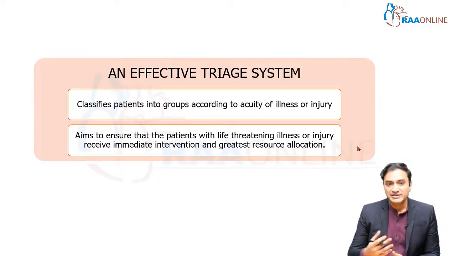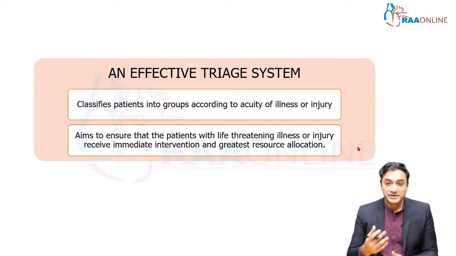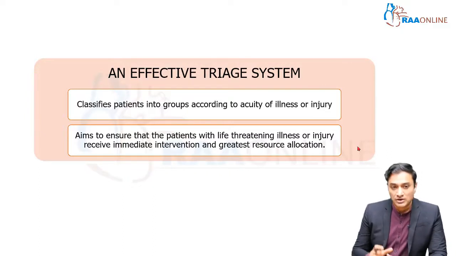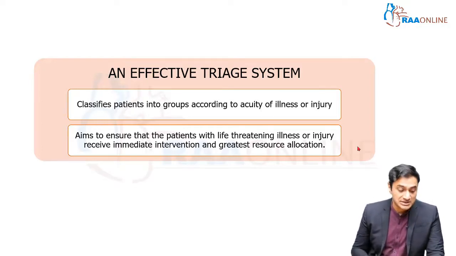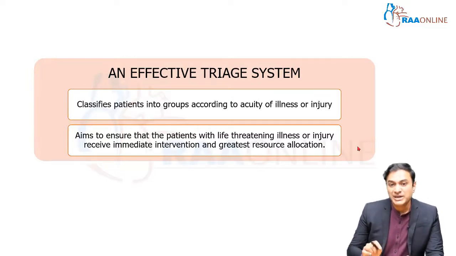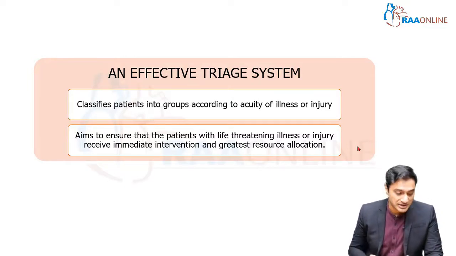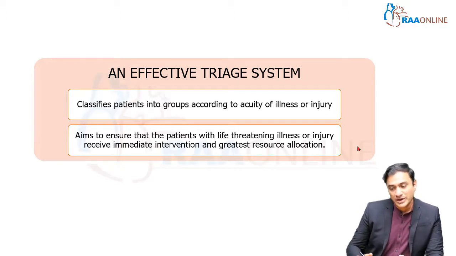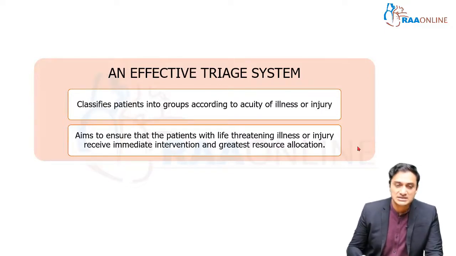So what should be an effective triage system? An effective triage system should be able to classify patients into groups according to their acuity of illness or injury. Not only that, it should also aim to ensure that patients with life-threatening illnesses or injuries receive immediate intervention and the greatest resource allocation, with the emphasis here being immediate intervention and greatest resource allocation. So it doesn't matter when the patient came in or the order in which patients presented to you. It matters what their acuity of illness or seriousness of injury is.